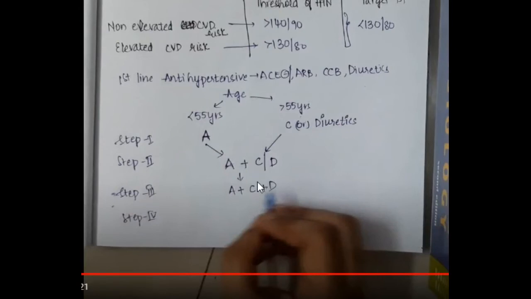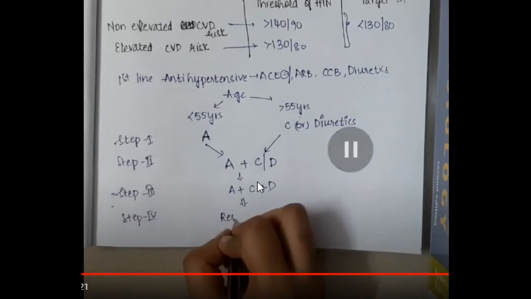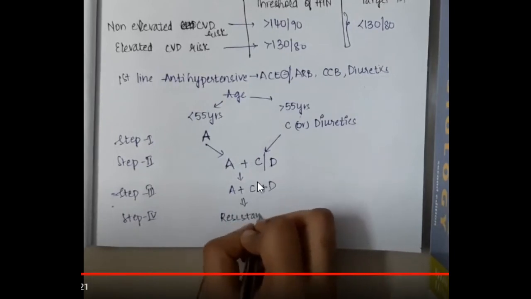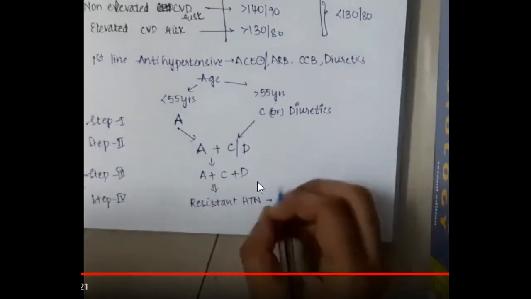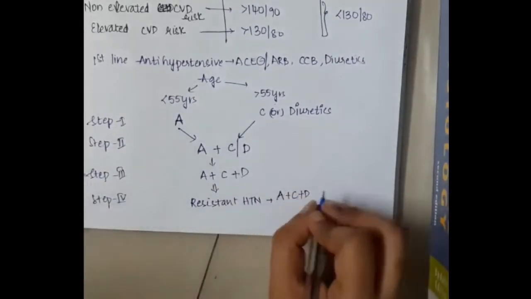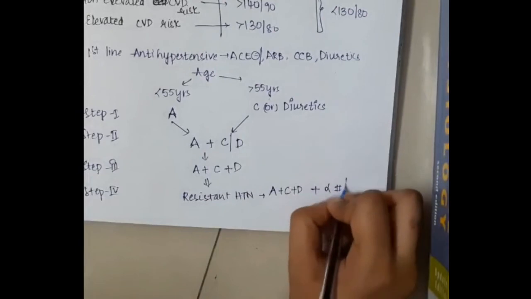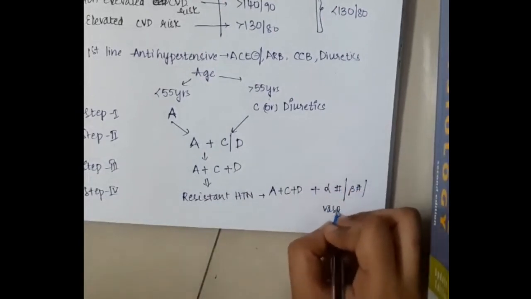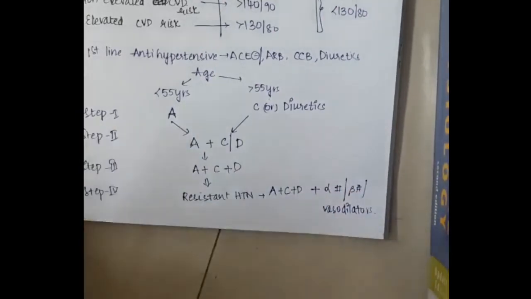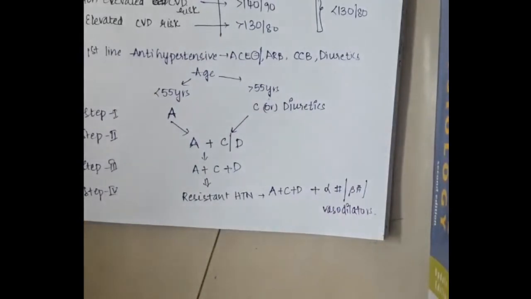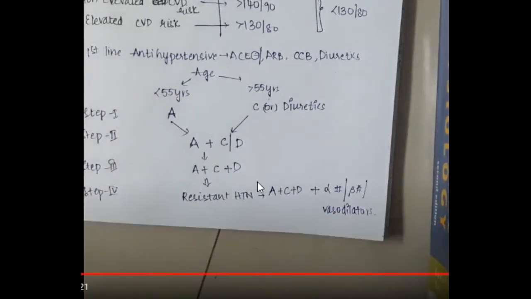Then in step 4, if the BP is not controlled even after using all 3 drugs, we call it resistant hypertension, and here we combine angiotensin converting enzyme inhibitors with calcium channel blockers and diuretics, along with alpha blockers, beta blockers and vasodilators. So this is the important thing about hypertension treatment.